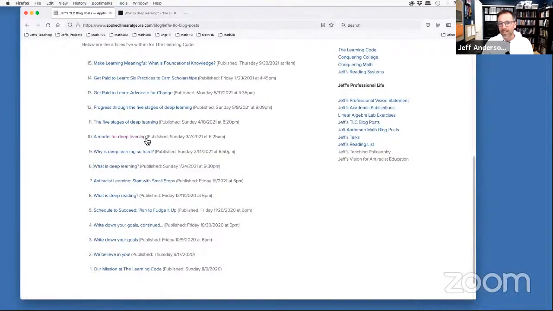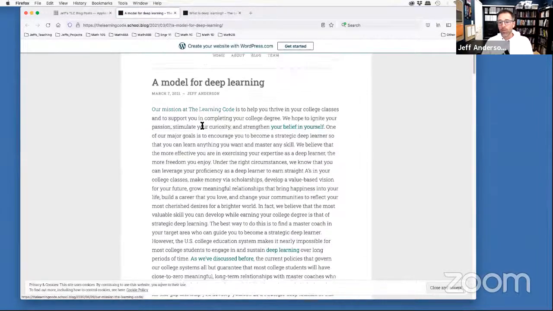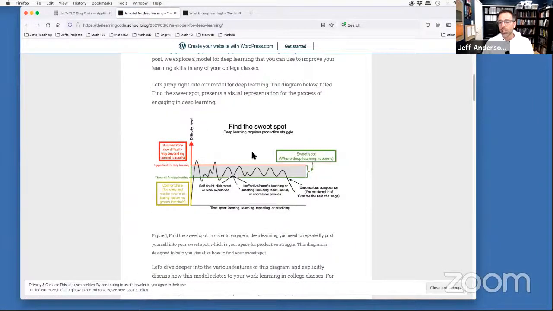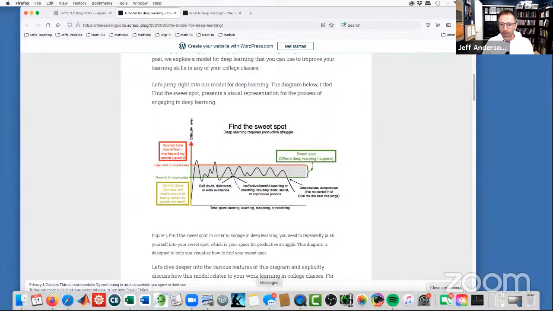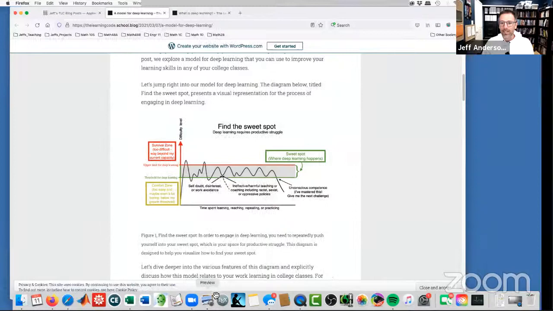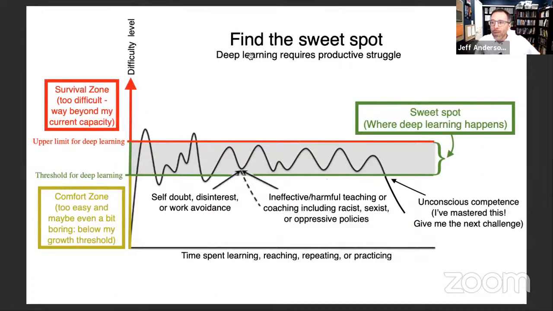So if you go up to number 10 here, this was published on March 7th, 2021. This model for deep learning is actually a visual representation of the deep learning process. And I'm actually going to pull up the PDF document that I used to create this. Okay, so remember that the concept of learning is all about creating, activating brain cells, interconnecting brain cells, creating a neural network, and then strengthening those interconnections. And one of the really interesting things about the neuroscience of learning, the cognitive science results, is that our brain seems to develop best when we challenge ourselves.